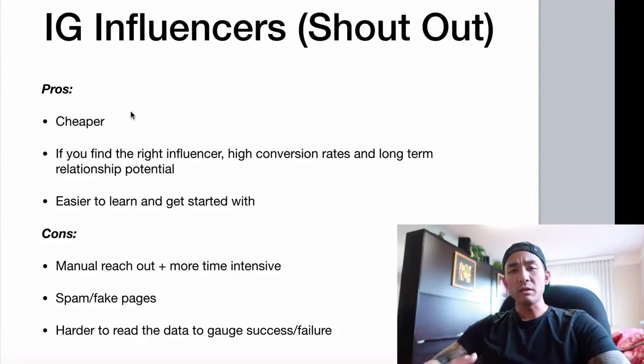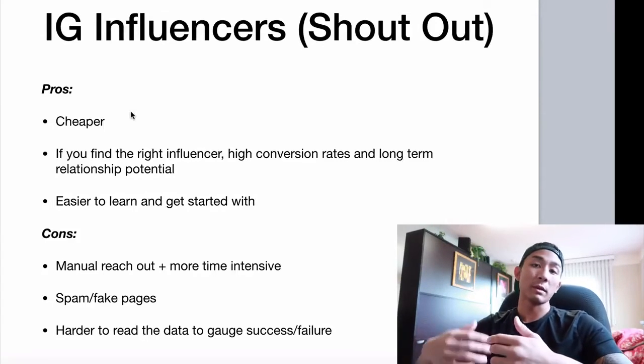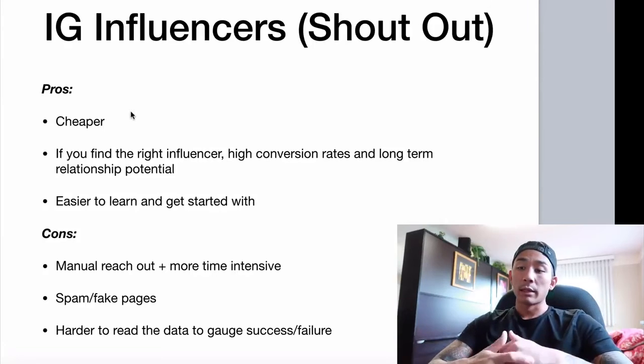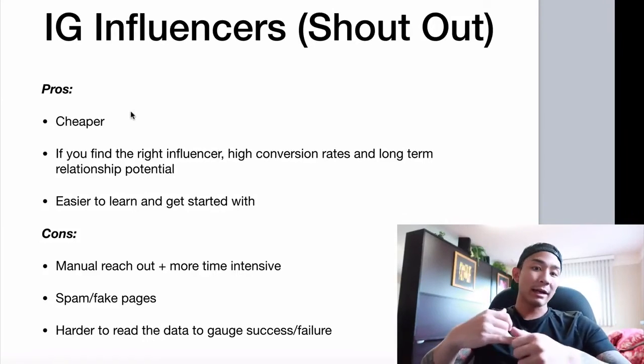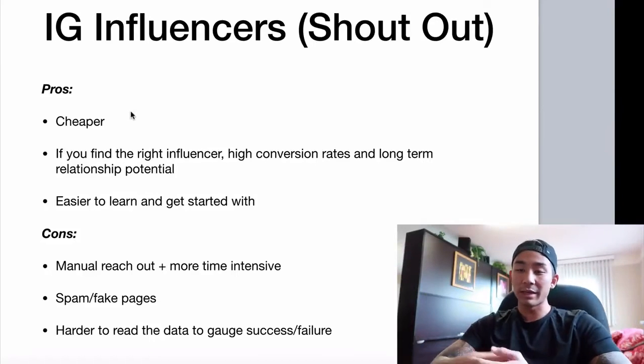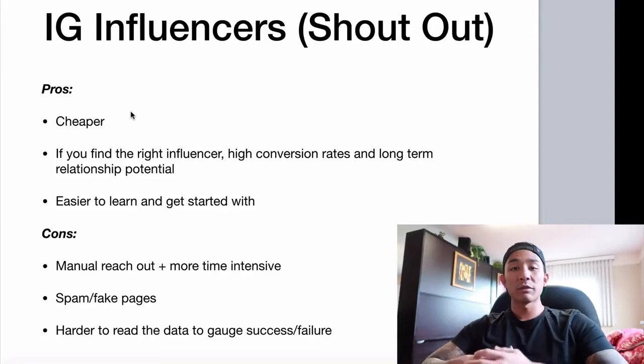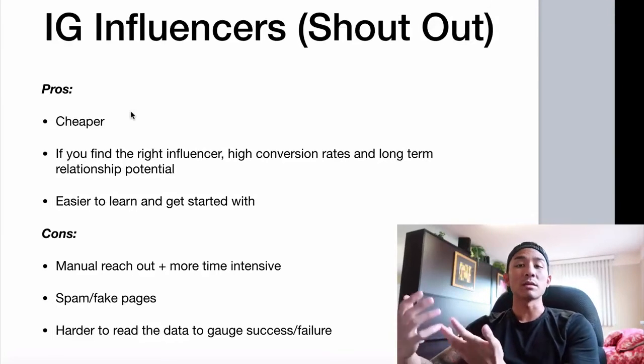Number two, if you find the right influencer, you can get higher conversion rates, and there's a potential for a long-term relationship, right? And this goes back to my example about Tiger Woods. Let's say you find the right influencer, and Tiger Woods, he's a very popular golfer, right? So he has a lot of respect in the niche, in the field. So that would lead to higher conversion rates because people trust what he says, right?